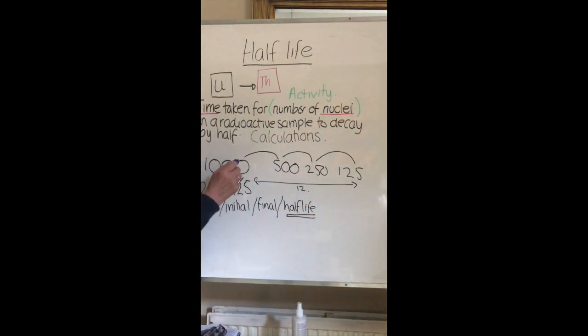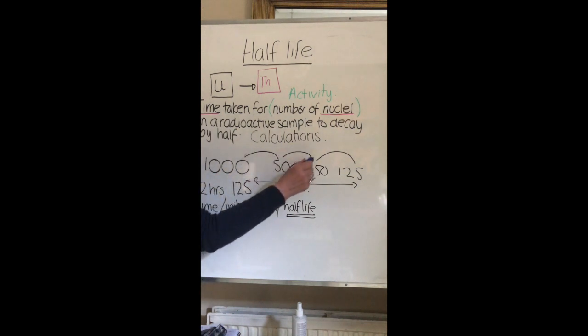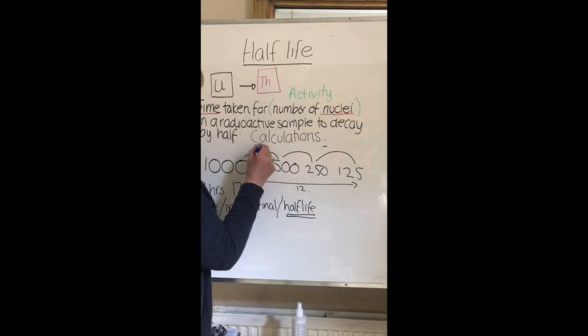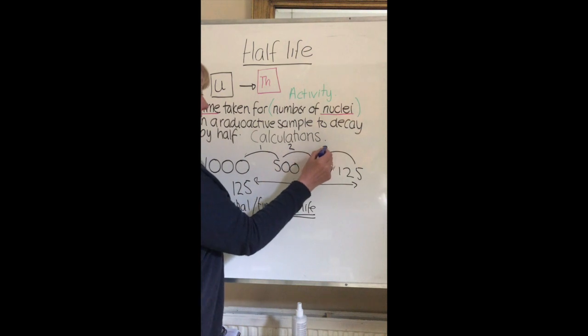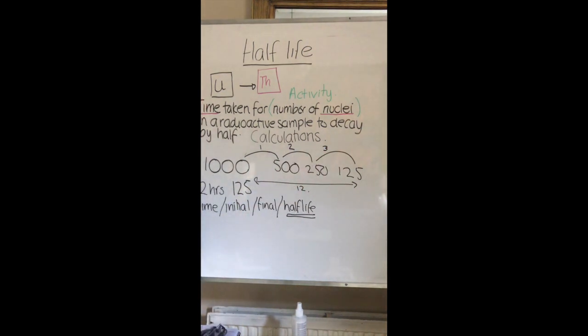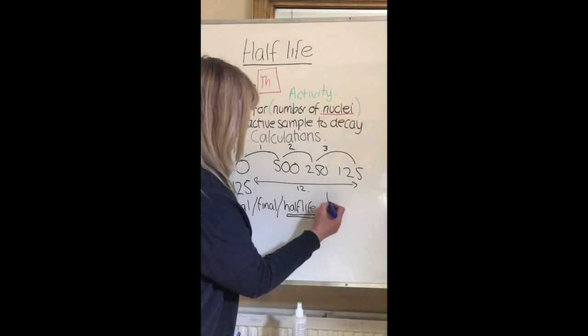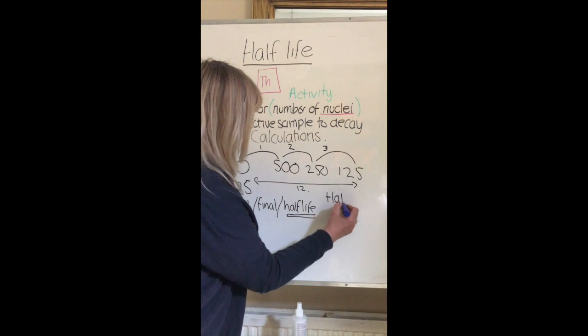And we know that in that period we've got 1, 2, 3 half-lives. 1, 2, 3. So what's the period time for 1 half-life? It's 12 divided by 3, which is 4. So the half-life here is 4 hours.